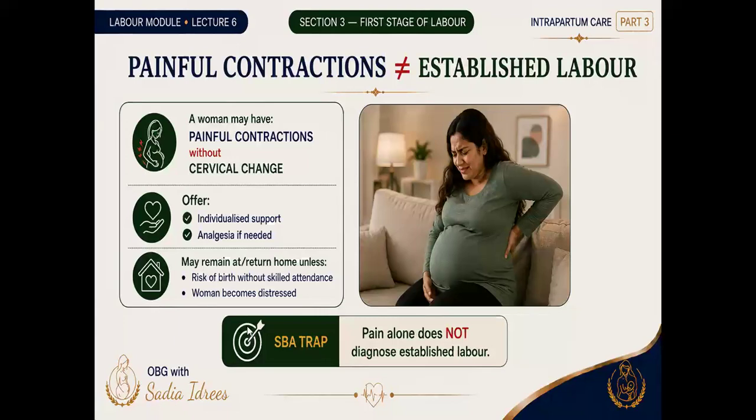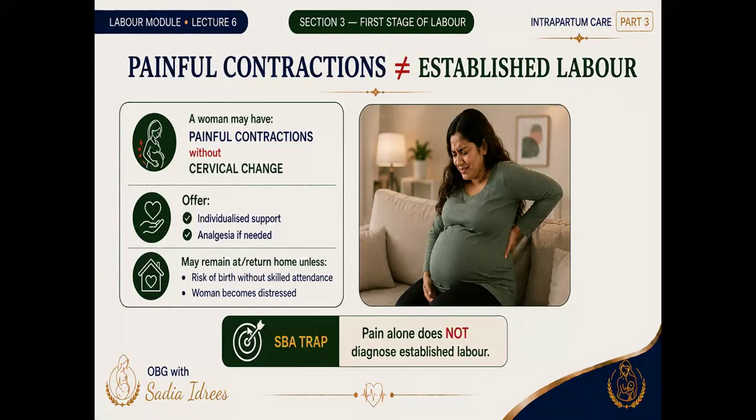Now, here is a beautiful exam trap. A woman can have very painful contractions without progressive cervical change. Pain does not diagnose established labor. Let me repeat that. Painful contractions do not automatically mean established labor. If she is not in established labor, we should still take her pain seriously, offer individualized support and appropriate analgesia if needed. Depending on the assessment, she may remain at home or return home rather than being admitted. However, there are exceptions. If there is significant risk that she may give birth without skilled attendance, or if she has become significantly distressed, then her care needs to be individualized.